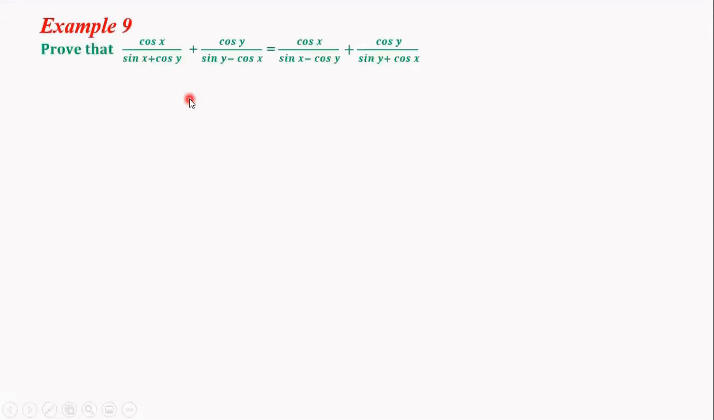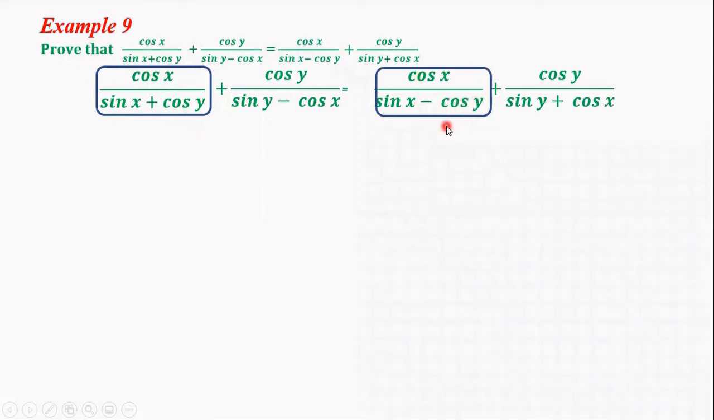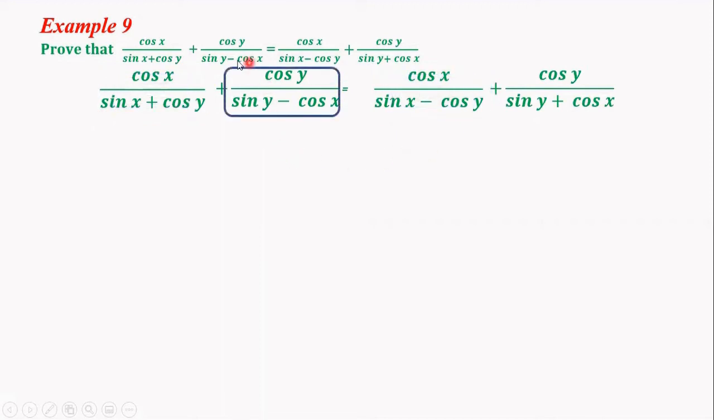Example 9. This is the identity we have to prove. In this identity, the first term of the left hand side, cos x by sin x plus cos y looks similar to the first term of the right hand side, cos x by sin x minus cos y. Similarly, the second term of left hand side, cos y by sin y minus cos x, looks similar to the second term of right hand side, cos y by sin y plus cos x.